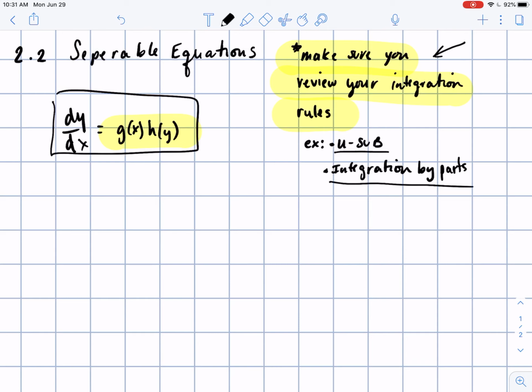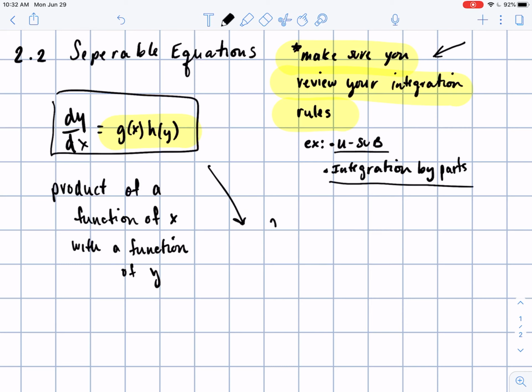All right, so now separable equations is going to look like you'll have your derivative equal to g of x times h of y. So it's the product of a function of x with a function of y. Now the reason for that is it allows us to separate and integrate to find a solution for the differential.